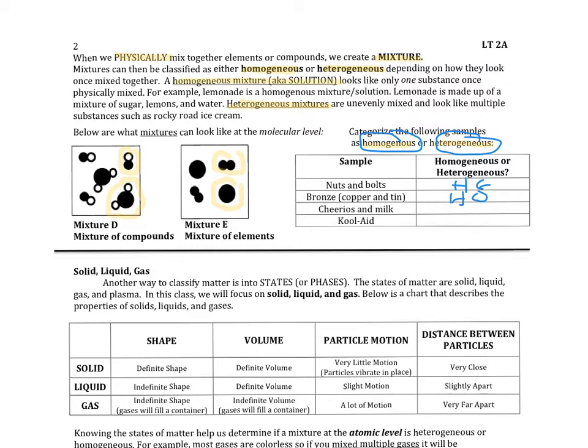An alloy is a mixture of metals, so they're mixed together when they're molten or liquid. Cheerios and milk, that would be heterogeneous. I've got two distinct things. I can find the Cheerios, I can find the milk. And the last one, Kool-Aid. So let's think about it. If we've got Kool-Aid made up, a big old pitcher of Kool-Aid, I can't see any identifiable parts. Like, I know there's water in there, and I know there's sugar in there, and I know there's Kool-Aid powder in there, but I can't see those individual parts. That would be homogeneous. That would in fact be a solution, because I've got Kool-Aid mixed with water. So that would be homogeneous. That's actually a solution here.